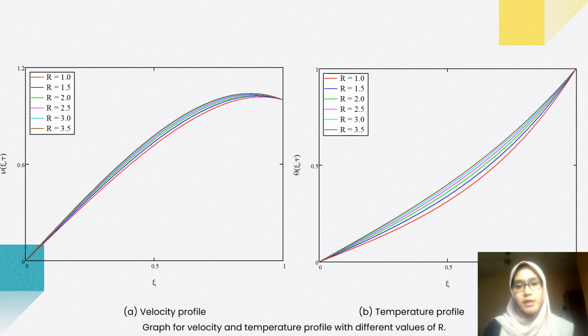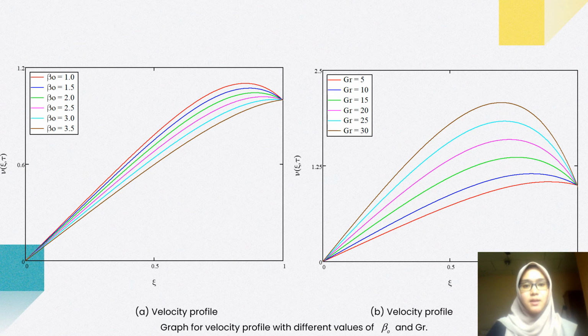Next is the influence of radiation parameter R on both profiles. It shows that as R increases, the velocity and temperature also increase. Because of its physical characteristics, the greater the value of R, the stronger the convection effect, which results in an increase in the velocity profile. Based on this figure, the Casson fluid parameter beta naught shows a contradictory result compared to the Grashof number GR. As GR increases, the velocity profile also increases. Meanwhile, increasing beta naught reduces the velocity profile. The value of GR affects the buoyancy force, hence it also impacts the fluid velocity.